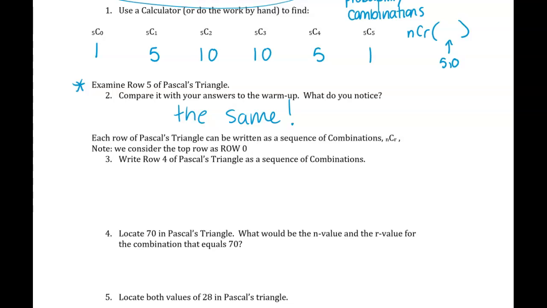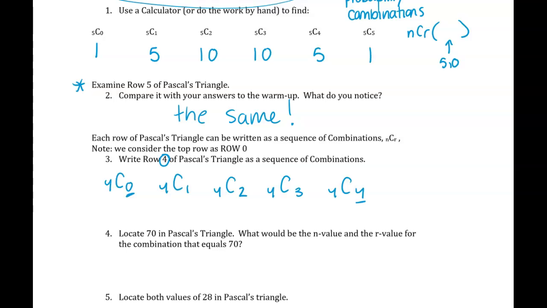So basically, Pascal's triangle, each row of it can be written as a sequence of combinations. So if we want to write row 4 as a sequence of combinations, we'll start with 4c0, and then we'll have 4c1, 4c2, 4c3, 4c4. And if you're wondering how do we know where to start and end, well, 4 is going to be our n. We start with 0 and we go till we don't have any more. You can't choose more than 4 from 4.